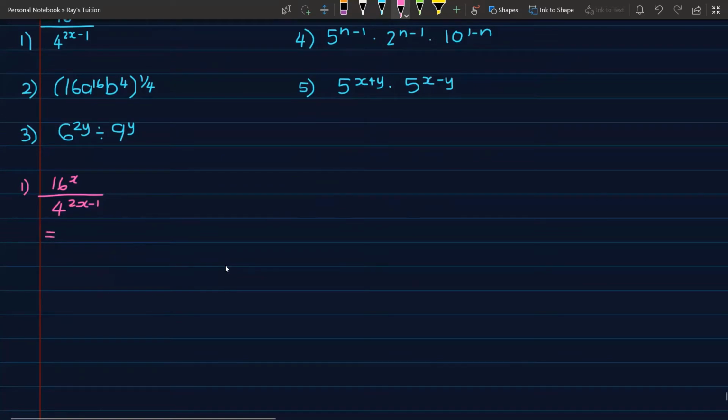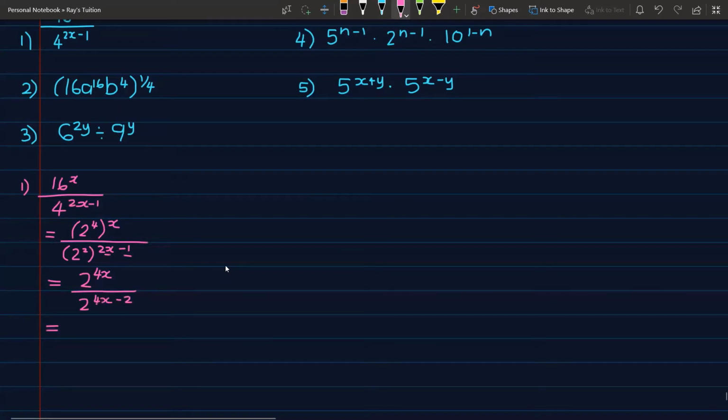So 16 as a prime base, you can write as 2 to the power of 4. And 4 as a prime base, you can write as 2 squared, and that's to the power of 2x minus 1. Now, all I've done in that step was replace the 16 and the 4 with their prime bases. Now I'm going to use the exponent laws to simplify that. So the numerator becomes 2 to the power of 4x, and the denominator, we need to remember to distribute that 2 to both the terms. So it becomes 2 to the power of 4x minus 2.